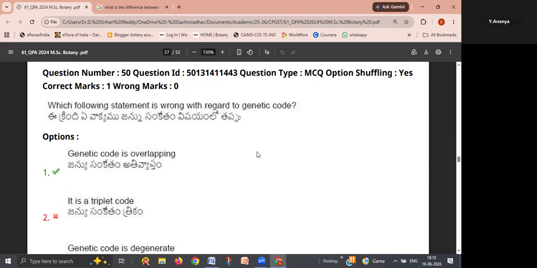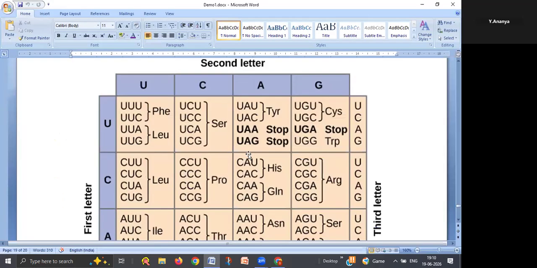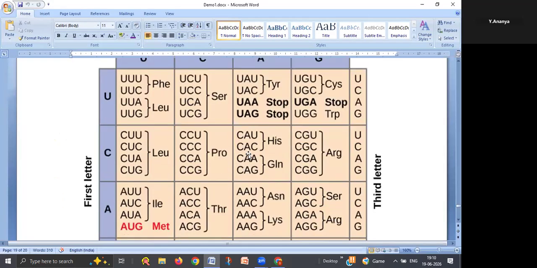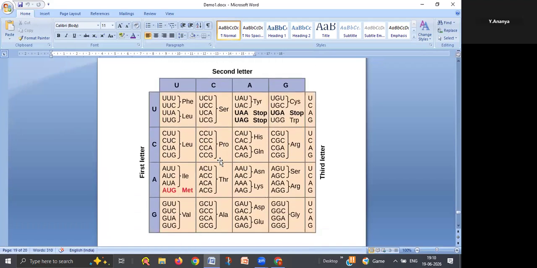So we have to see here the genetic codon. You see here there are 64 triplet codons. Each codon consists of 3 nitrogen bases. So here you see there are 64.